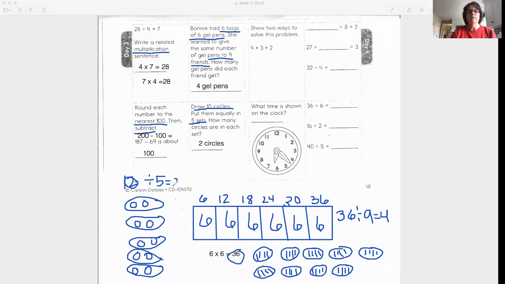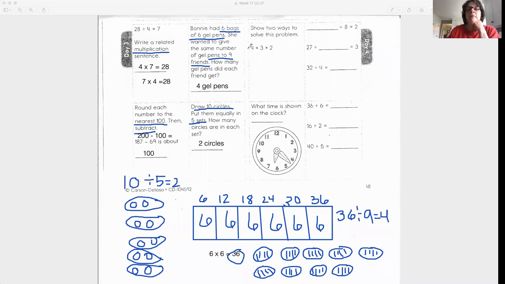Okay, and I can go over here and I can erase that and redo that so it looks a little better. Okay, 10 circles divided into 5 sets gives us 2 circles in each set. All right, next one. This is for the associative property of multiplication. It says show 2 ways to solve this problem. I've got 3 factors, and I have to decide which ones I want to multiply first.